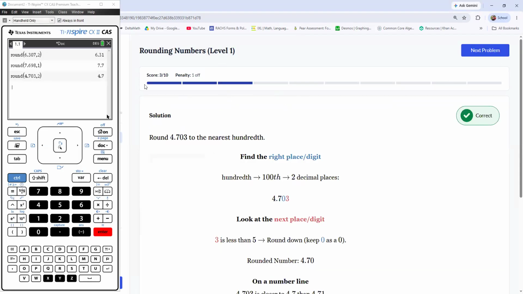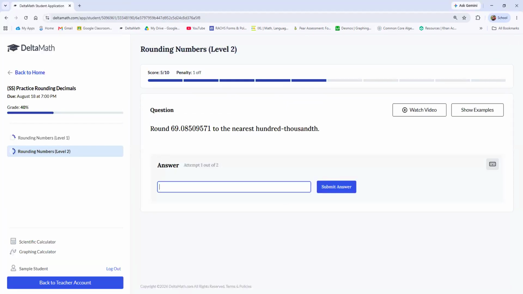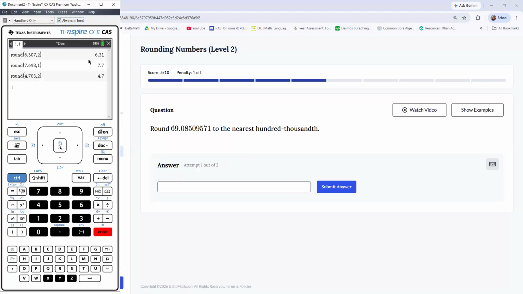Okay, we're going to do these. These are a little bit more challenging. Actually, they're not. It's just there's more numbers to it. It's the same process. So here we've got 69.08509571. They want to round it to the nearest 100,000th. So what you would say is, how many zeros does that have? Well, it has 5 zeros. So that means when we're done, this number should have 5 decimal places.